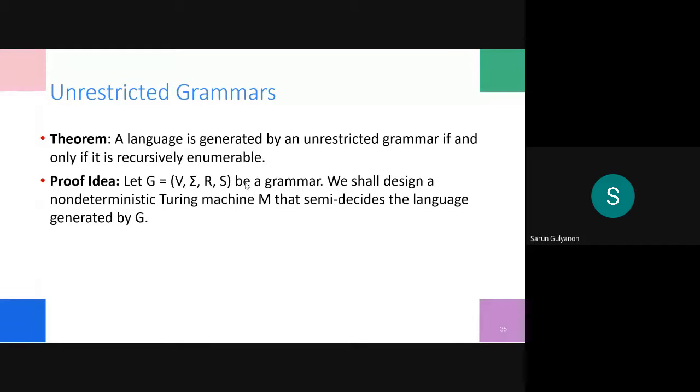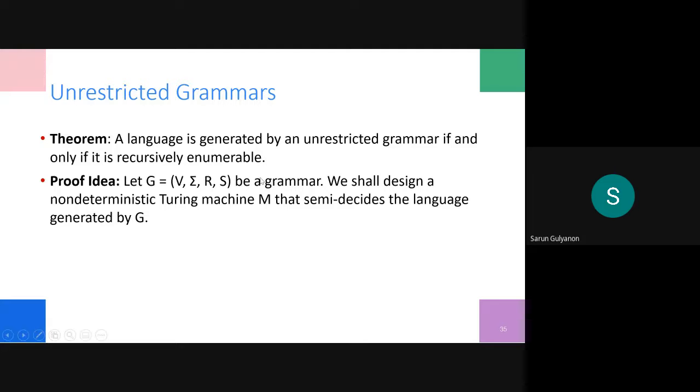Okay, so the last thing that we need to look at is this theorem that says a language generated by an unrestricted grammar must be a recursively enumerable language. And it is also true for both directions. So here's the proof idea. I just give you the proof idea. The details will be in the textbook. We will not go through the details of it.